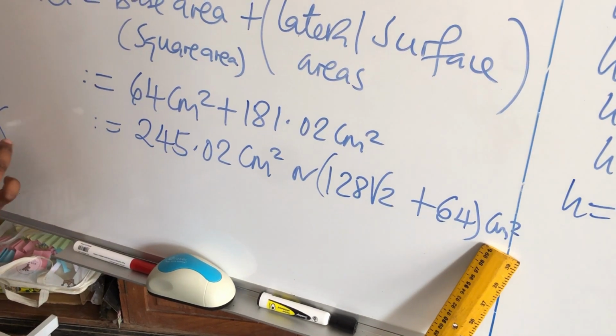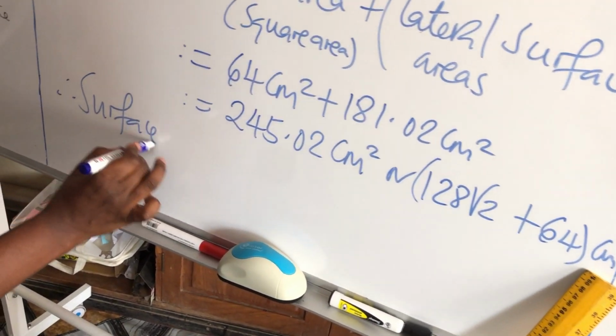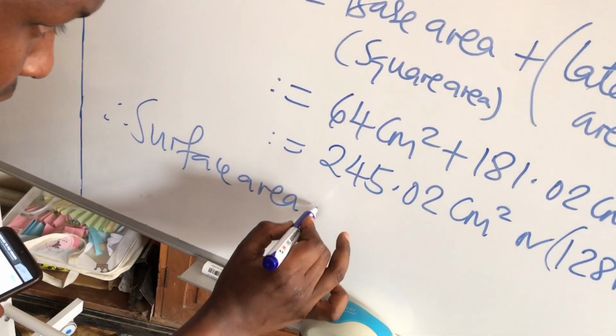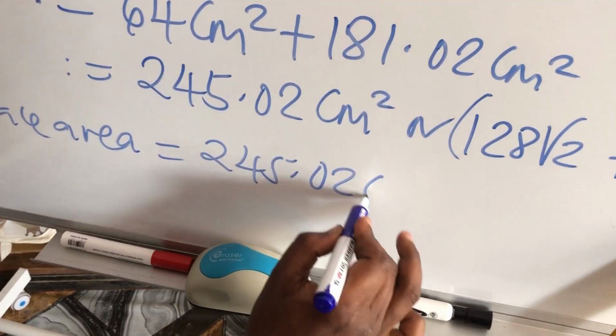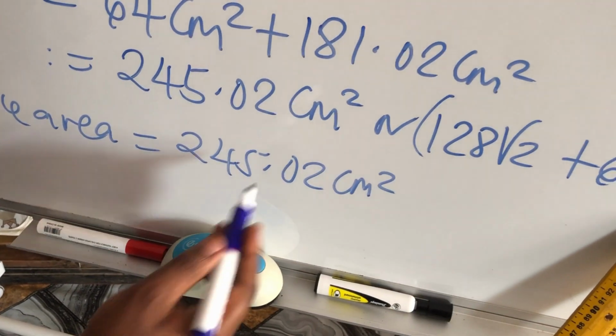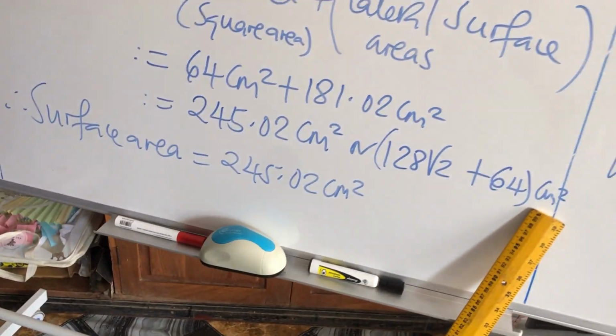So surface area equals 245.02 centimeter squares, and that will be the surface area of the pyramid.